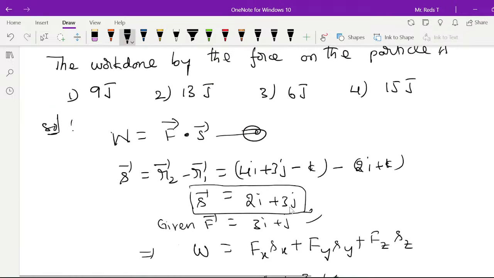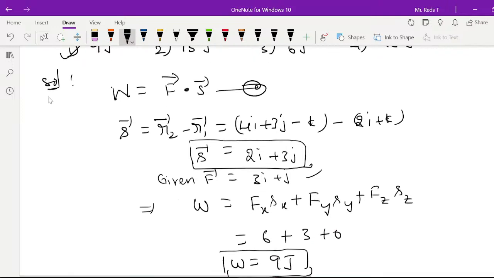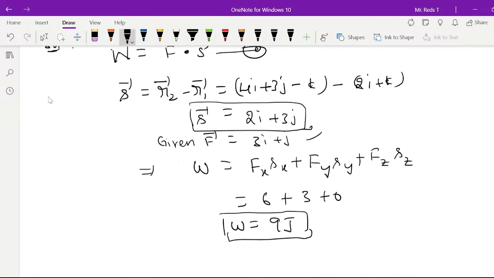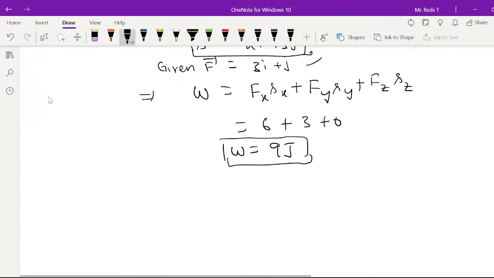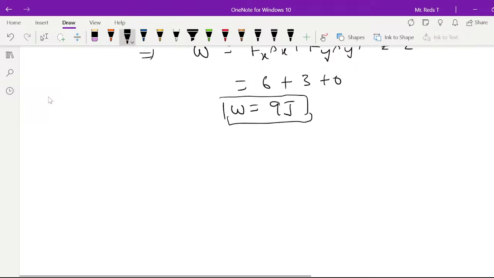So in the options, the first option is the right one, 9 joule. Right, so let us do quickly one more question, actually a graph-based question. Let us do one graph-based question.